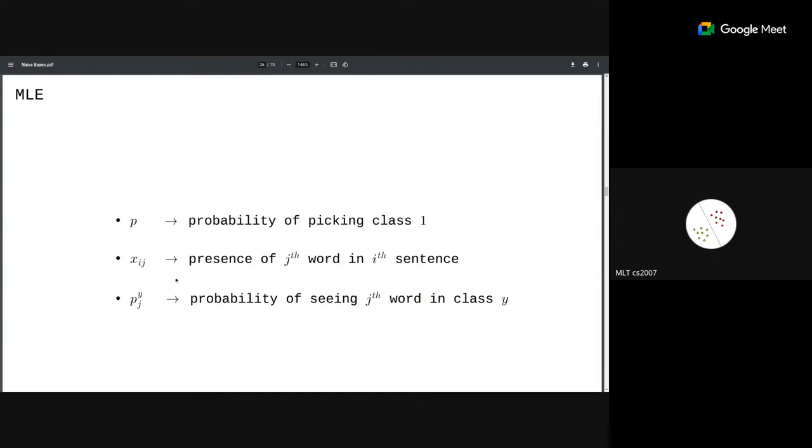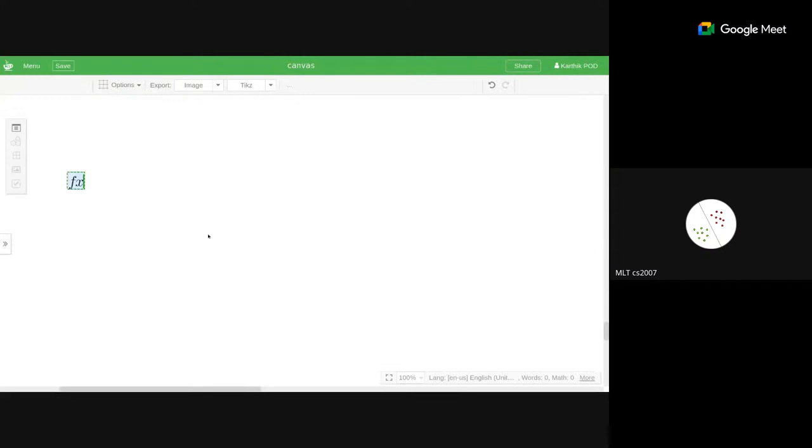Now, xi, so if I just say xi and make it bold, what I mean is a feature vector, right? So in our case, this is a 10-dimensional vector. So it could be something like 1, 0, 1, and so on, transpose. So this is xi.